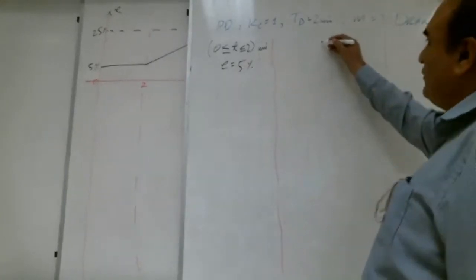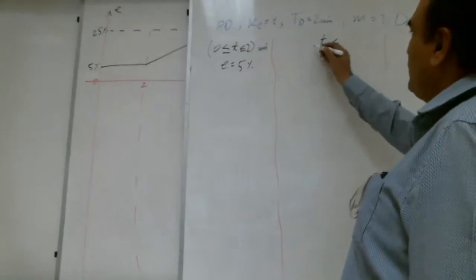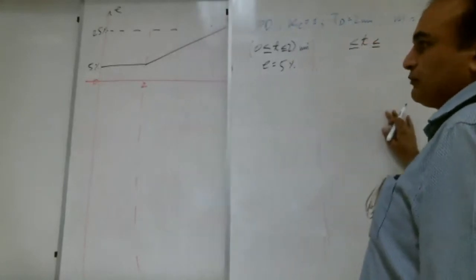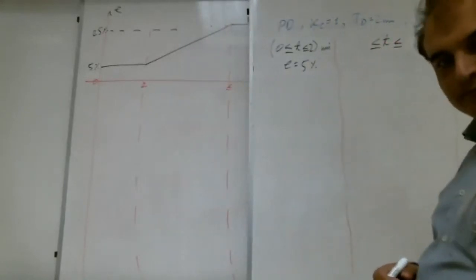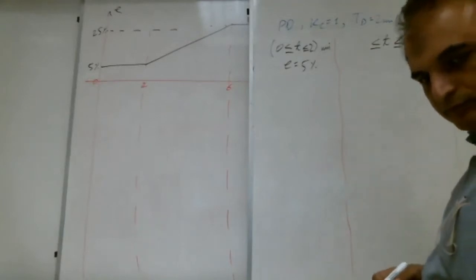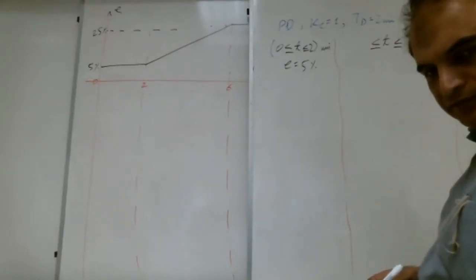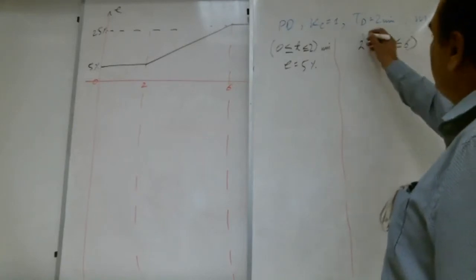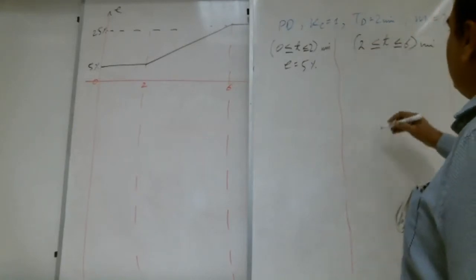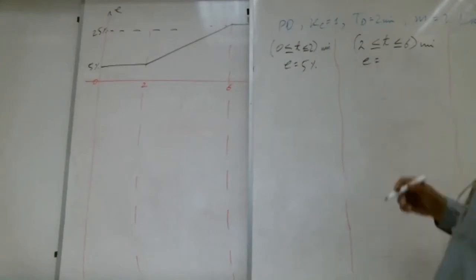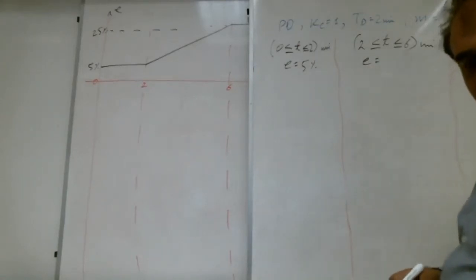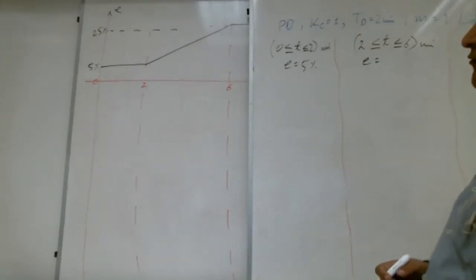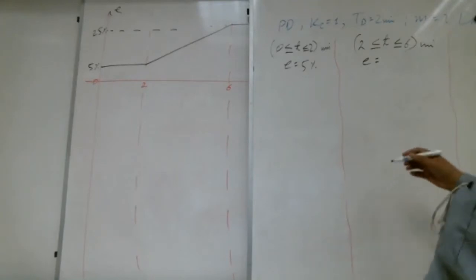Okay, Shabab. What is here? Less than equal to what? Greater than equal to what? Just 2 and 6. 2 and 6 minutes. Very good. And how are we going to find the error here? Equation of the line. Very good. So we will make the equation of the line.